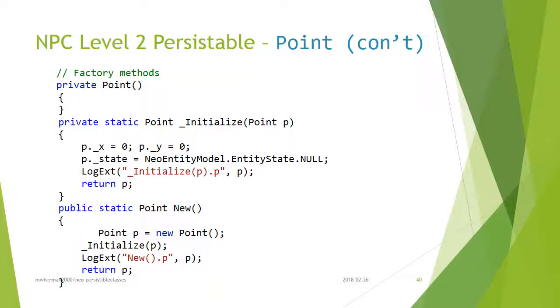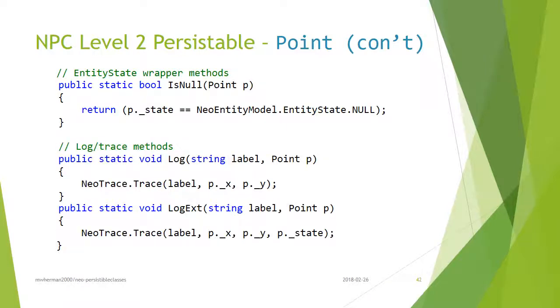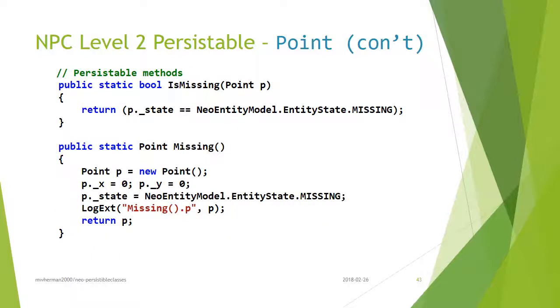So in the factory methods, these are the same. These are unchanged from before. The new and the null are unchanged from before, as are the null and log and log external methods. For these first few levels, I'm going through all of the methods in each of the classes. As we get up into the higher level definitions of NPC, I won't bore you with all of that code.